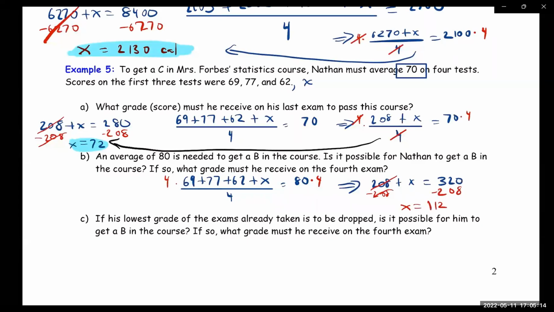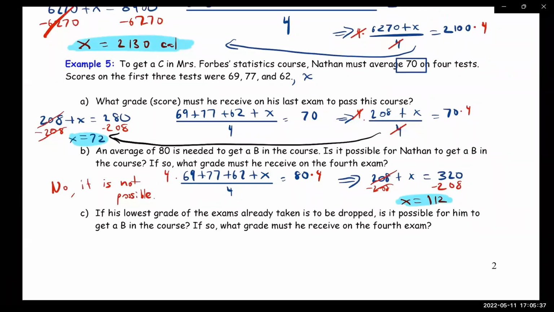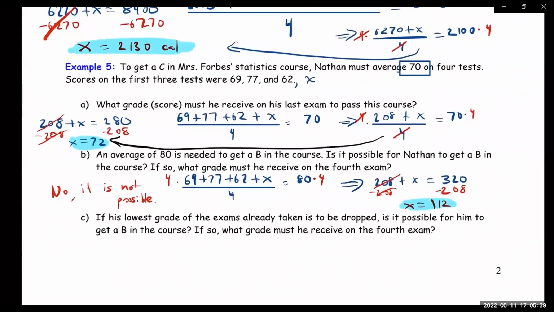So in this case, is it possible for Nathan to get a B? In this case, we're assuming that there's no extra credit and the maximum is 100. So no, it is not possible, because 112 is greater than 100, and we're assuming that the highest grade is 100.